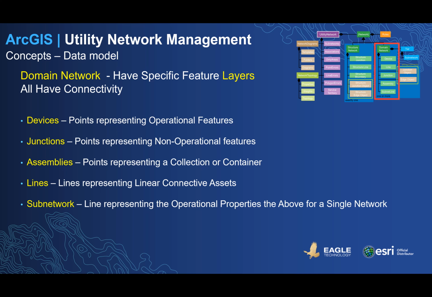Junctions are also points, and they're locations where lines connect to lines, or lines connect to devices. These are connected but passive as distinct from devices, which change the operational flow of your network. Junctions are placed as needed mid-span or at the end of lines to complete the connection of all the features of a utility network.